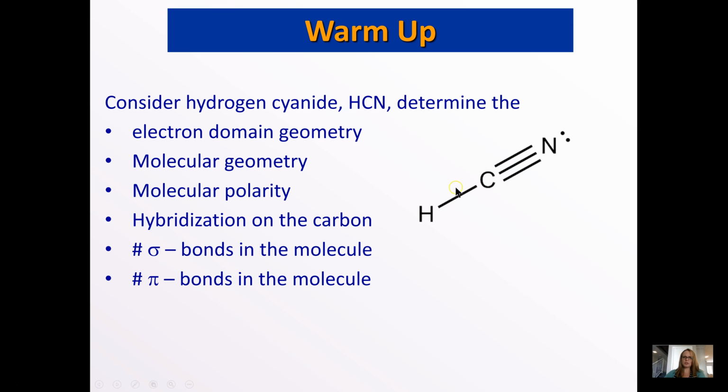Hybridization on the carbon, since there's 2 electron domains. Remember, hybridization is about electron domains. Since there's 2 electron domains, that means we would need 2 hybrid orbitals. Therefore, 2 atomic orbitals are needed. So you start with your S and 1 P, and that will give you your 2 atomic orbitals. So it's going to be an SP hybrid.